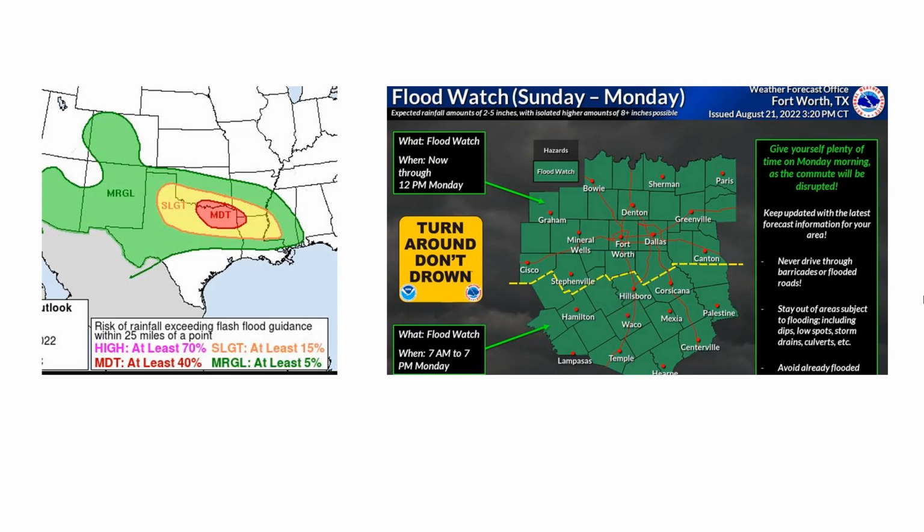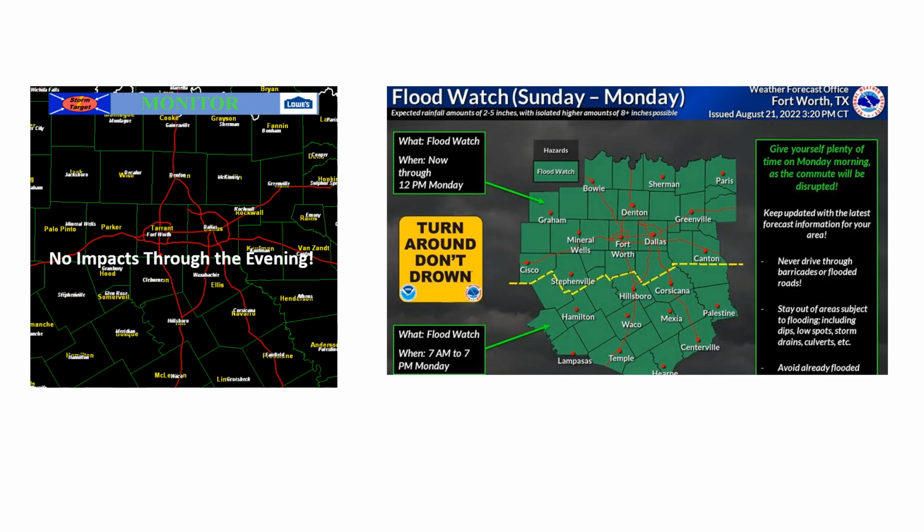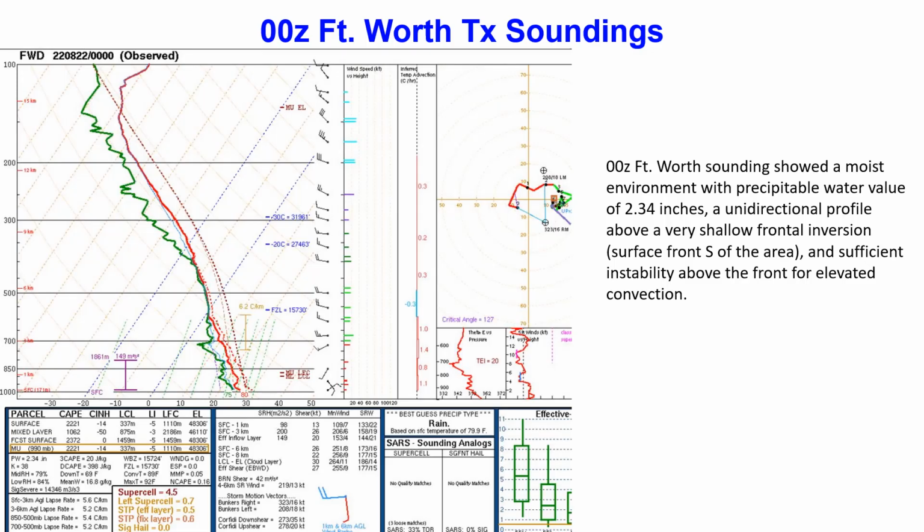afternoon of the 21st. For at least the first 3 to 4 hours of the watch, no impactful weather was suggested by model guidance, thus any monitor graphic would indicate no impacts into at least the early evening. The evening sounding from Fort Worth, Texas, showed an ideal environment for heavy rainfall with a moist environment, sufficient instability for thunderstorms, which can yield excessive rainfall rates.